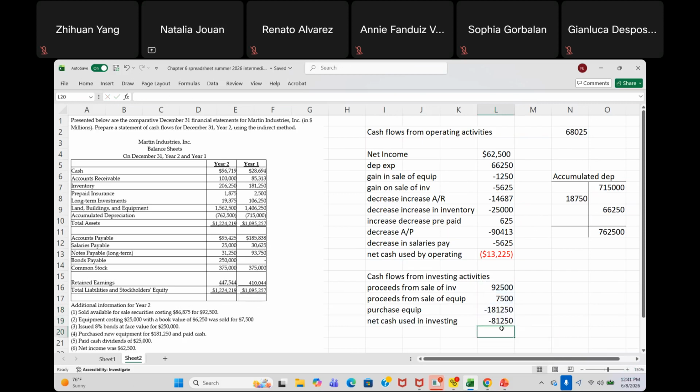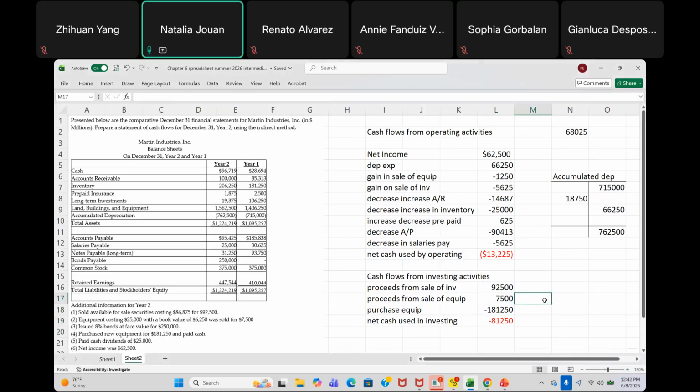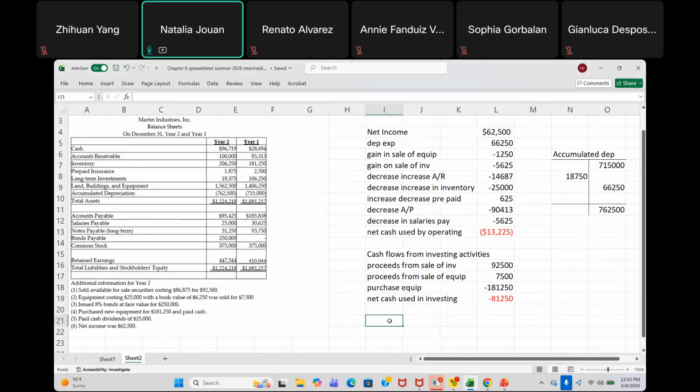Another negative. Okay, it should be red, right? It's just put the reds in red. Okay, no. Negative 81,250. Okay. Oh, wow. We're really in the negative now. Let's keep going. Net cash flows from financing activities.